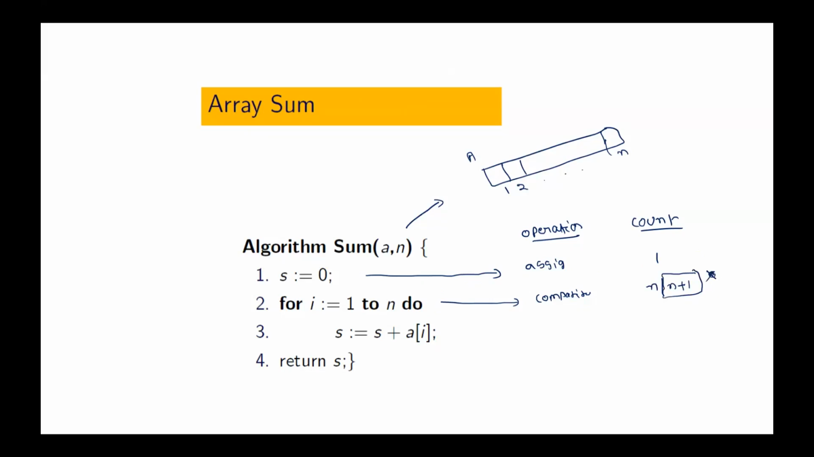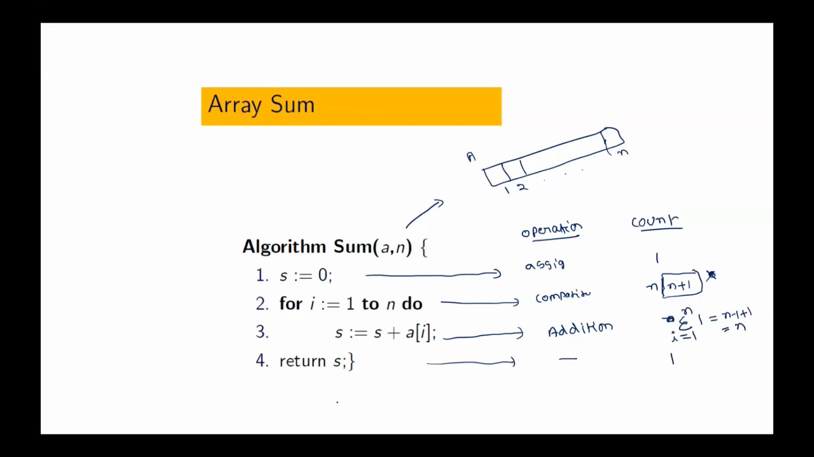Now, how many times is this operation performed? What is the operation performed here? Addition. How many times? One time, like that it is performed for each value of i equal to 1 to n. This anyhow we will discuss in detail later. So n times it is performed. The assignment operation is performed only one time.